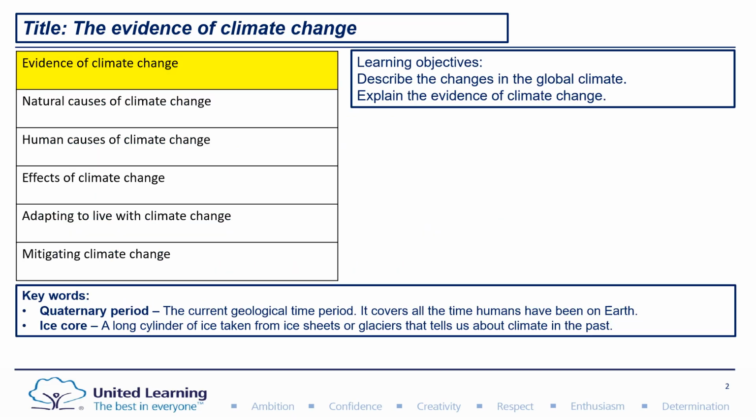Right, so today we're looking at the evidence and causes of climate change. Just a few keywords. You don't need to get ice cores down if you remember it from year 9, but the Quaternary period is a keyword to write down, and that is the current geological time period on Earth, and it covers all the time humans have been on Earth. So pause the video here to get that down for me. Thank you.